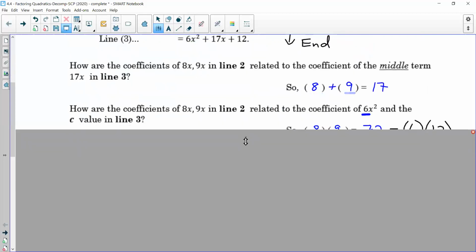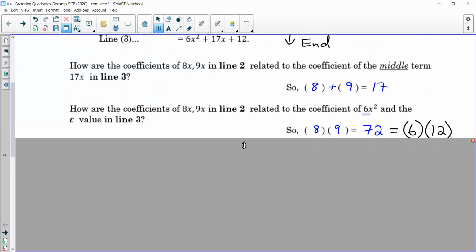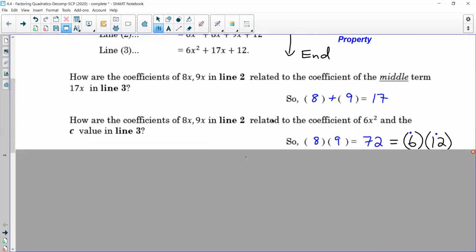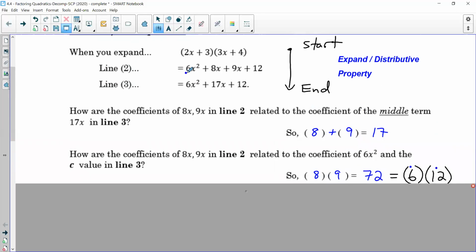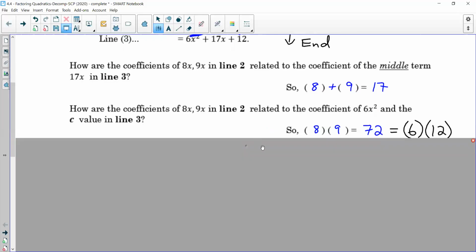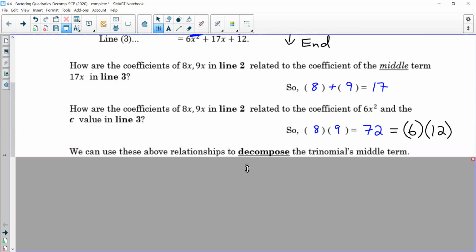Well, let's take a look. If I multiply 8 times 9, I get 72. Interestingly enough, it's also 6 times 12. So there's the connection. So the a value and the c value multiplied to 72. And these coefficients also multiply to 72. So there's that kind of connection in here with all four of those values. So let's see how this method of decomposition works.